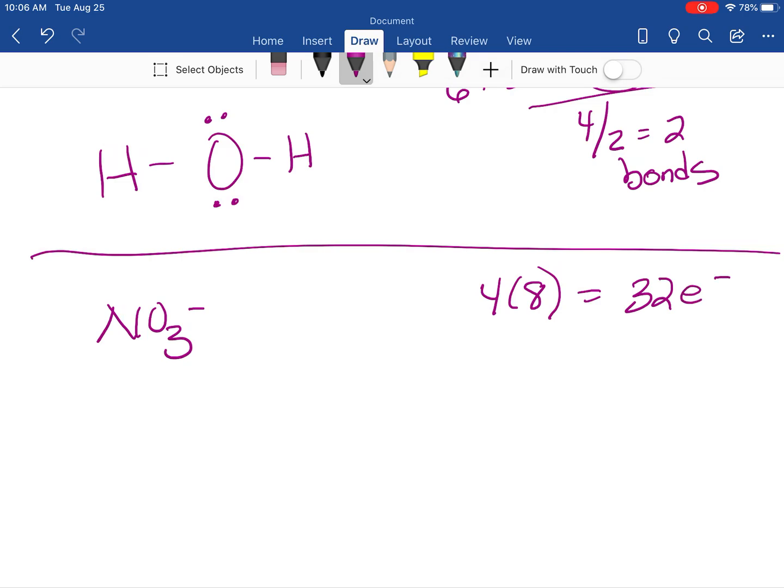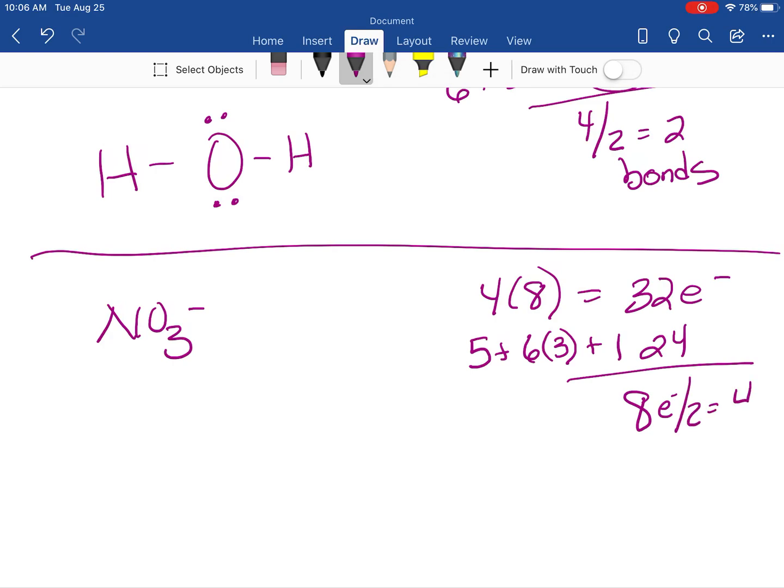All right, looking at valence electrons. Nitrogen has 5. Each oxygen has 6, and we have 3 oxygens. And we have an extra electron because we have a charge. All right, so that is 18, and 5 is 23, plus another one is 24. All right, 32 minus 24 is 8. So that's 8 electrons divided by 2 equals 4. I need 4 bonds.